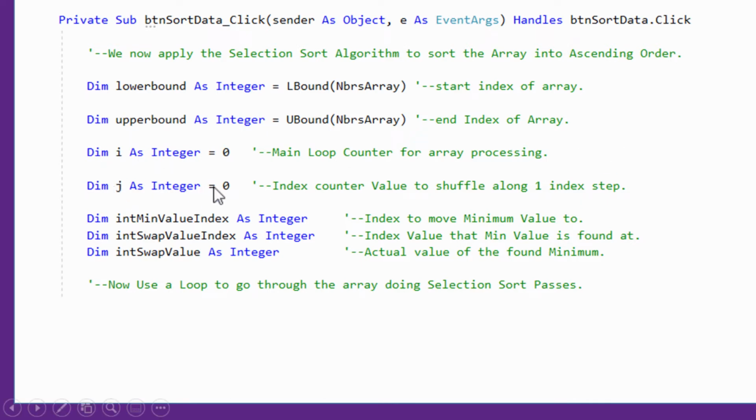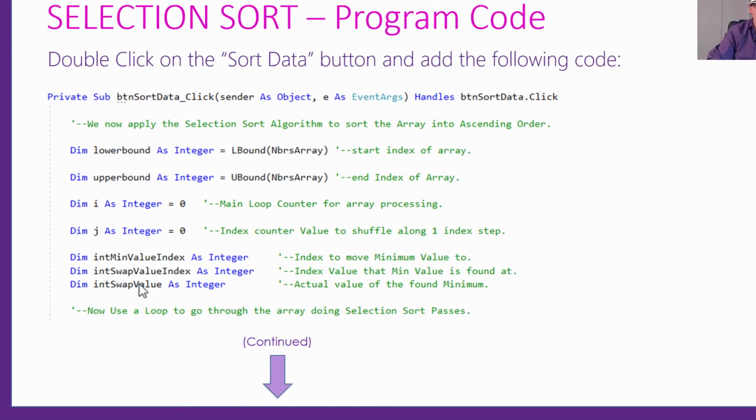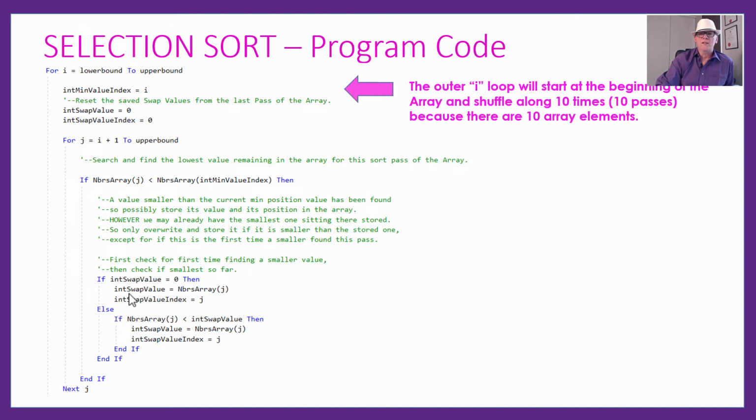So then we're going to set up our loops, and we need I and J loops inside each other, and we're going to have our min value index, the one we're swapping with when we find the smallest value, and what that smallest swap value is, okay? And we're going to use a loop to do all of that. So this is what's happening here.